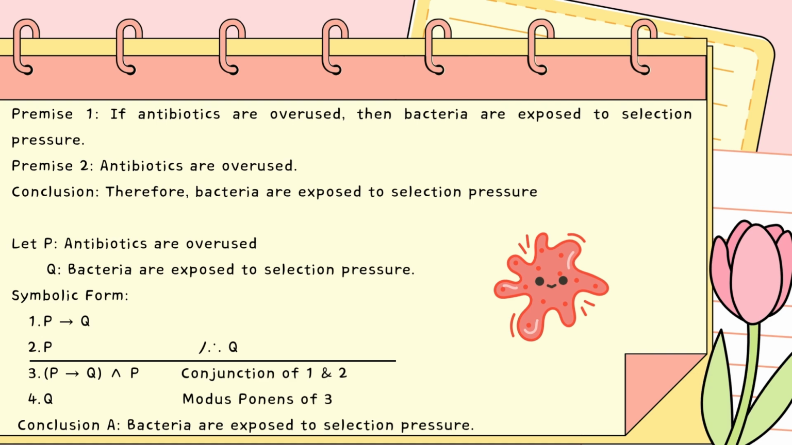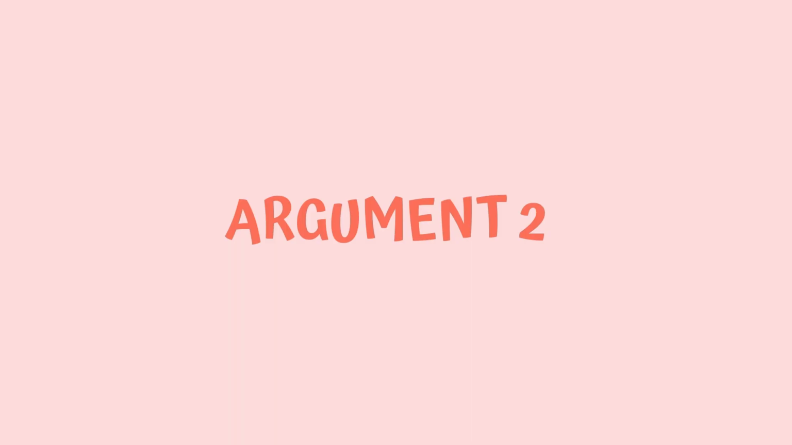Now, we can change the premises into symbolic form, which are numbers 1 and 2. Conjunction of 1 and 2, which is P implies Q and P. According to the modus ponens rule, we will get Q. Thus, our conclusion A is bacteria are exposed to selection pressure. Next, we will proceed to the second argument.